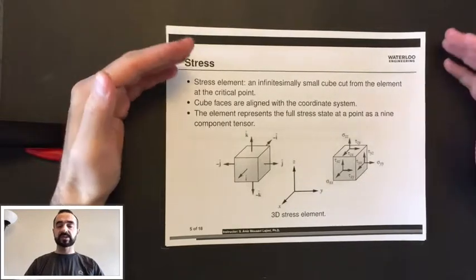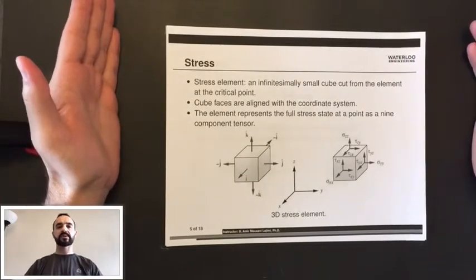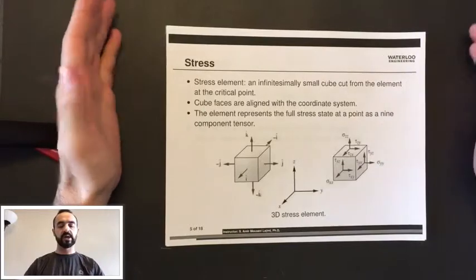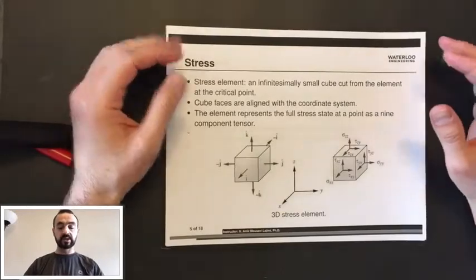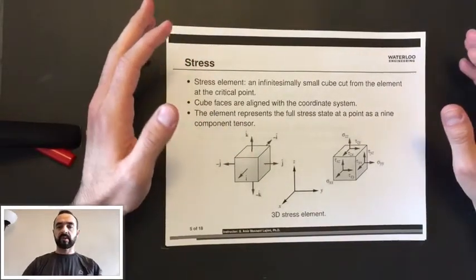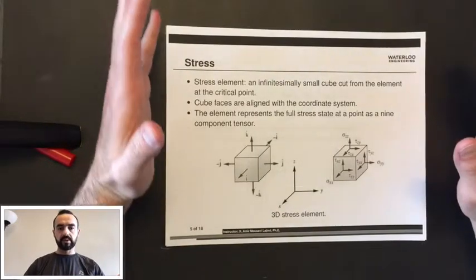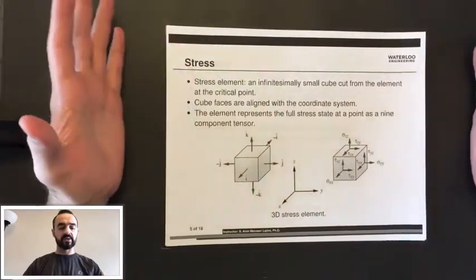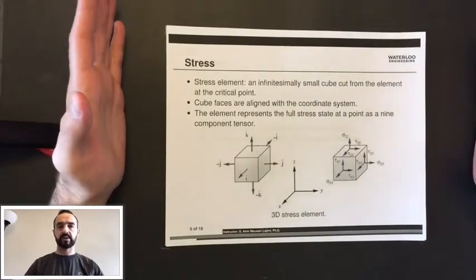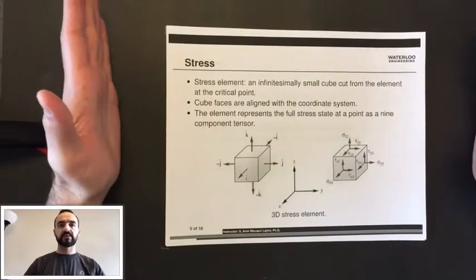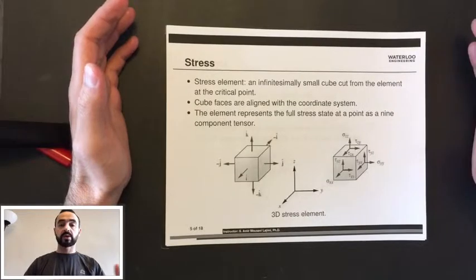To determine the stress components, what we do in mechanics of deformable solids or strength of materials is to define an infinitesimally small cube from the element around that critical point. And we orient this cube such that its faces are aligned with the coordinate system, meaning that each face of this cube is normal to a coordinate axis.